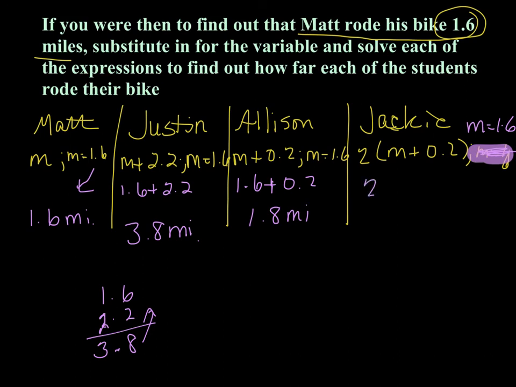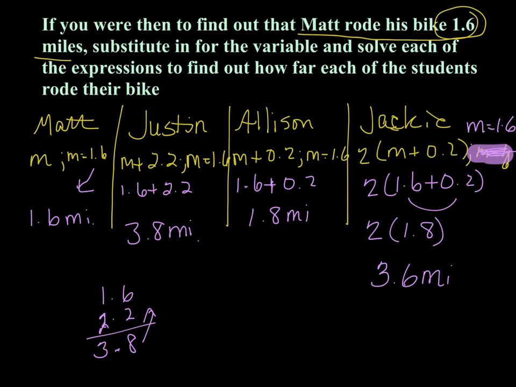And then finally, I've got 2 times the quantity of 1.6 plus 0.2. I know I have to do the parentheses first. 2 times the quantity of 1.8. If I double that, I double my 1. 2 times 1 is going to give me 2, so that's 2 miles. 2 times 0.8 is 1.6. So I'm going to have a total of 3.6 miles. And here are the distances for all 4 of our classmates.